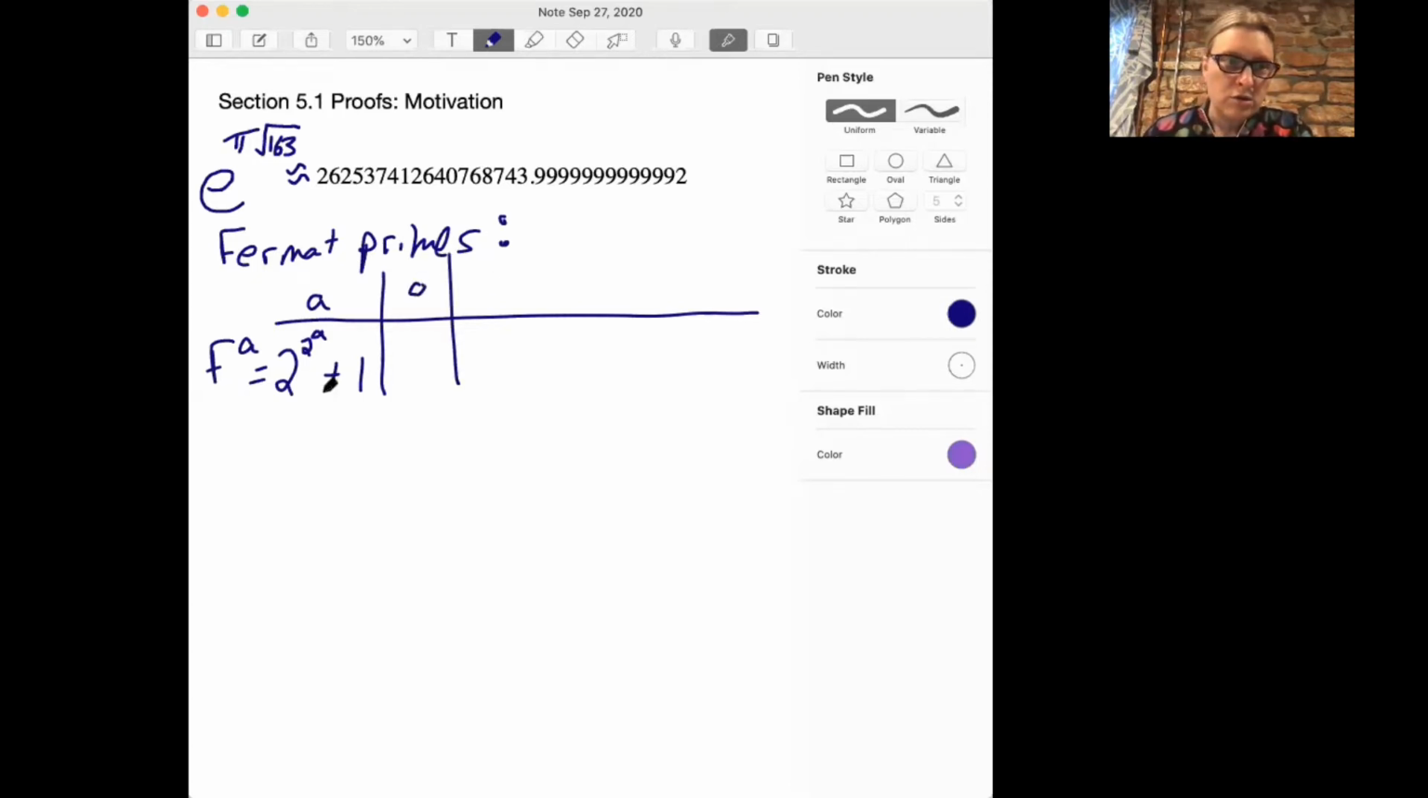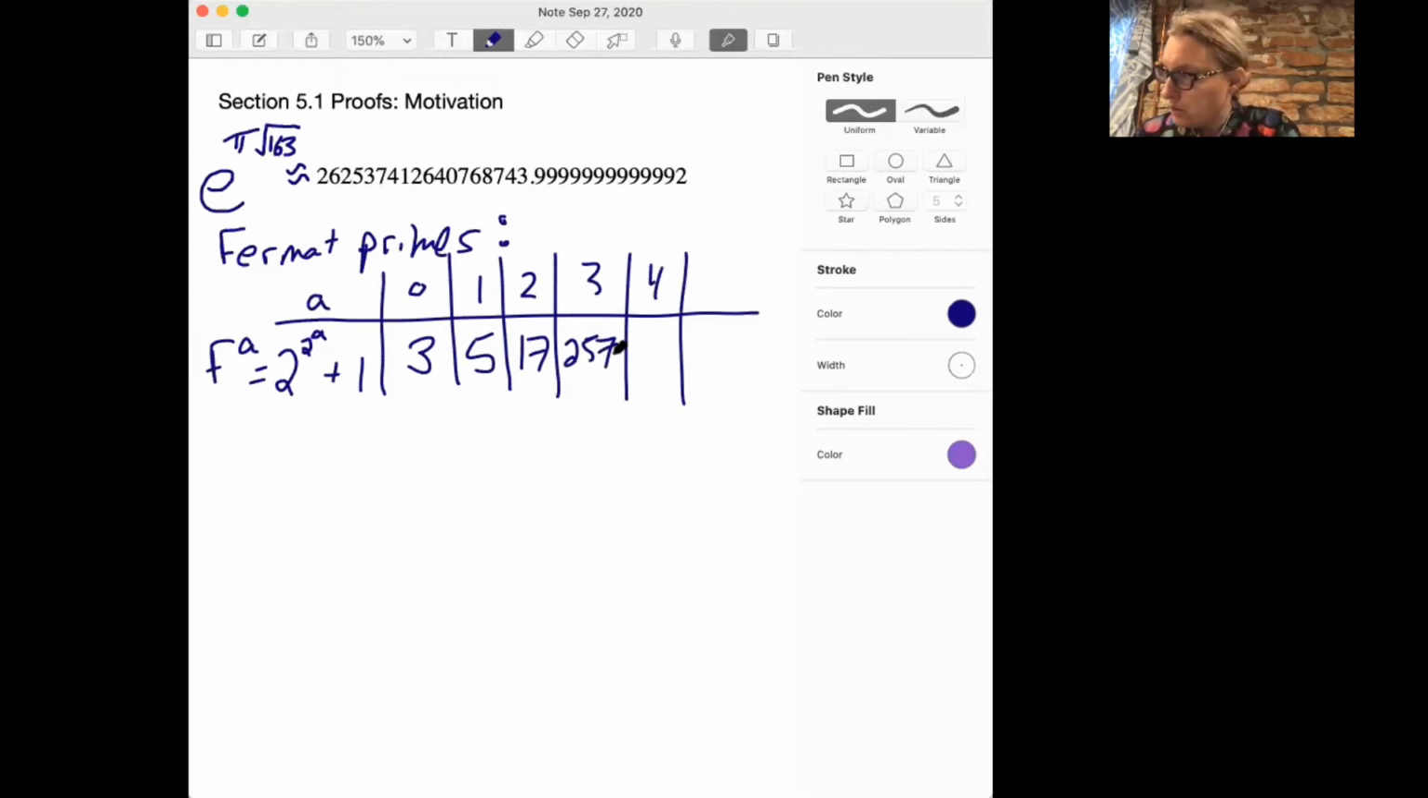Okay, so let's just compute a few of these. When a is 0, you get 2 to the 1 power plus 1, you get 3. When a is 1, you get 2 squared plus 1, that's 5. You can continue, so when a is 2, you get 17. When a is 3, you get 257. And when a is 4, you get 65537. And what Fermat noticed is that all of these numbers are primes.